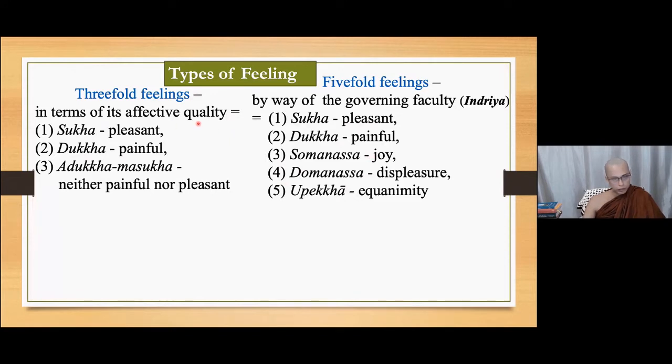Then here, types of feeling. Abhidhamma Sangaha mentioned the threefold feelings and fivefold feelings. This is also not new. We already talked about this in the Citta chapter as well as the Cetasika chapter. So here threefold feeling comes in terms of its affective qualities: pleasant, painful, and neither painful nor pleasant. In Pali it is sukha, dukkha, and adukkhamasukha. Here a is the negative form. So adukkha, asukha, coming together by 2 words. So adukkhamasukha, here m is an insertion.